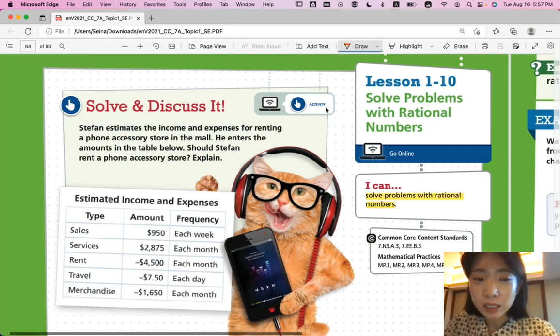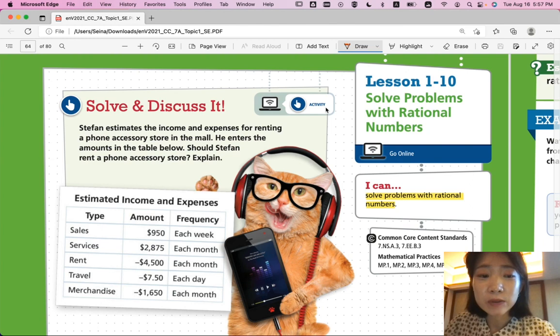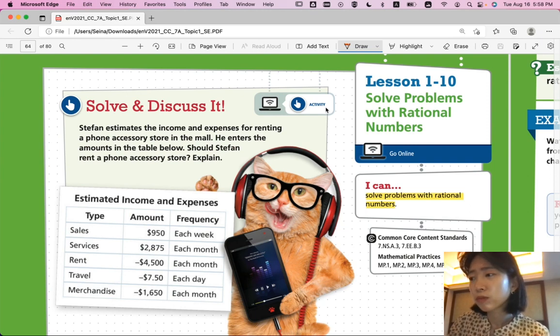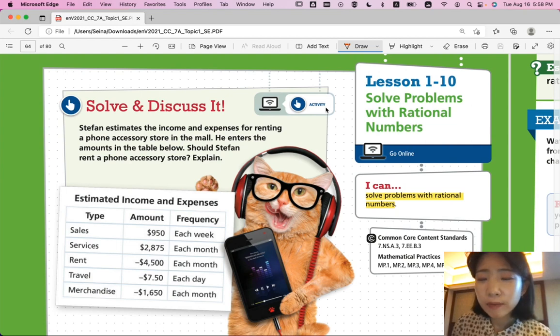Stephen estimates the income and expenses for renting a phone accessory store in the mall. He enters the amounts in the table below. Should Stephen rent a phone accessory store? Explain. So when Stephen rents a store, what is he trying to get? He's trying to get profit. He's trying to get money.